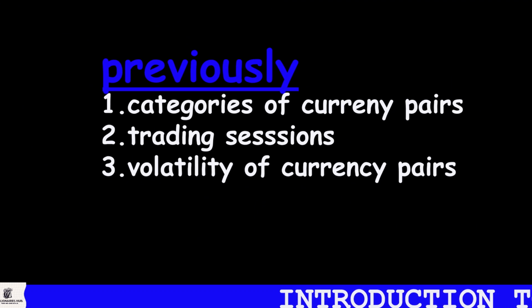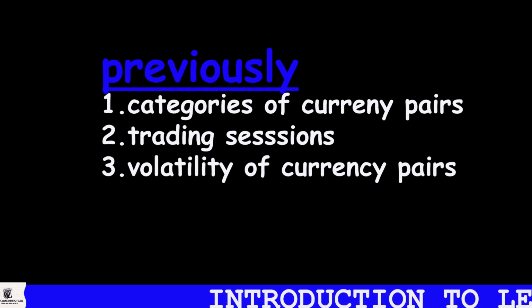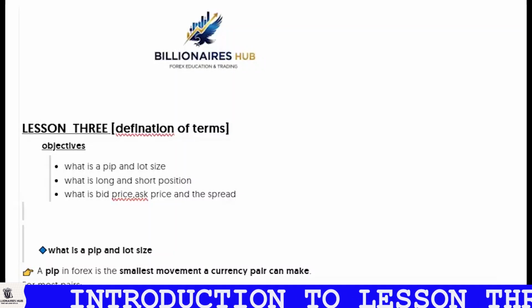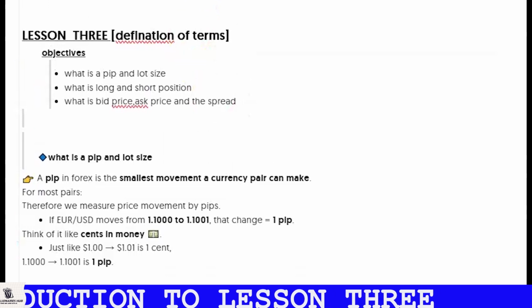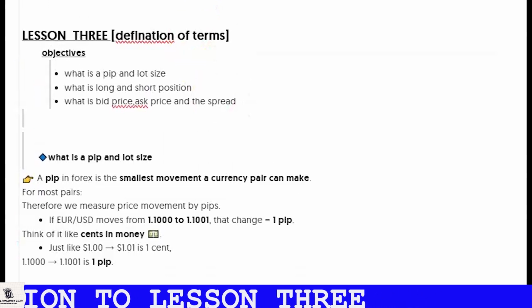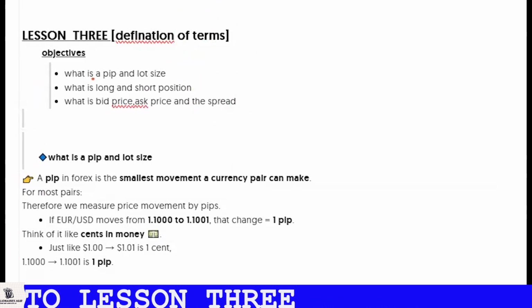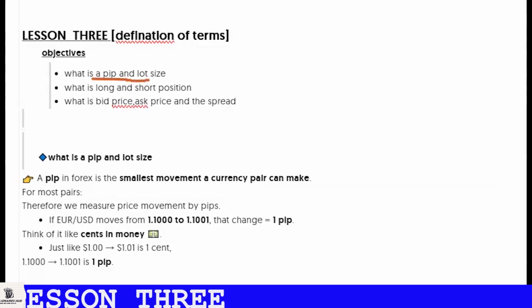So previously we discussed the categories of currency pairs, the trading sessions, and the volatility of currency pairs. So today I want us to cover these three objectives. One, what is a pip and a lot size. Number 2, what is long and short position. Number 3, what is bid price, ask price, and the spread.